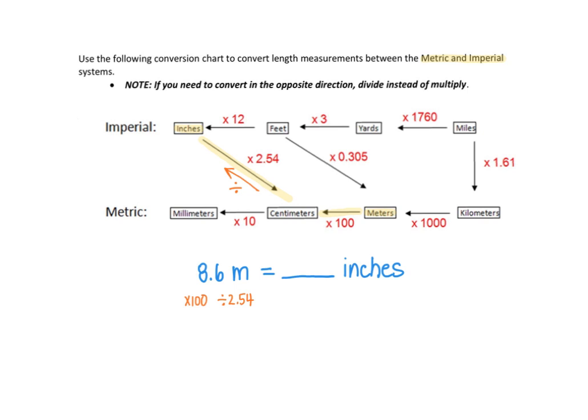So 8.6 multiplied by 100 will give us 860, and then we will divide that by 2.54 to get 338.582677, or we can round that to 338.6. So 8.6 meters is approximately equal to 338.6 inches. And that's how we can use conversion charts to convert measurements from one unit into another.